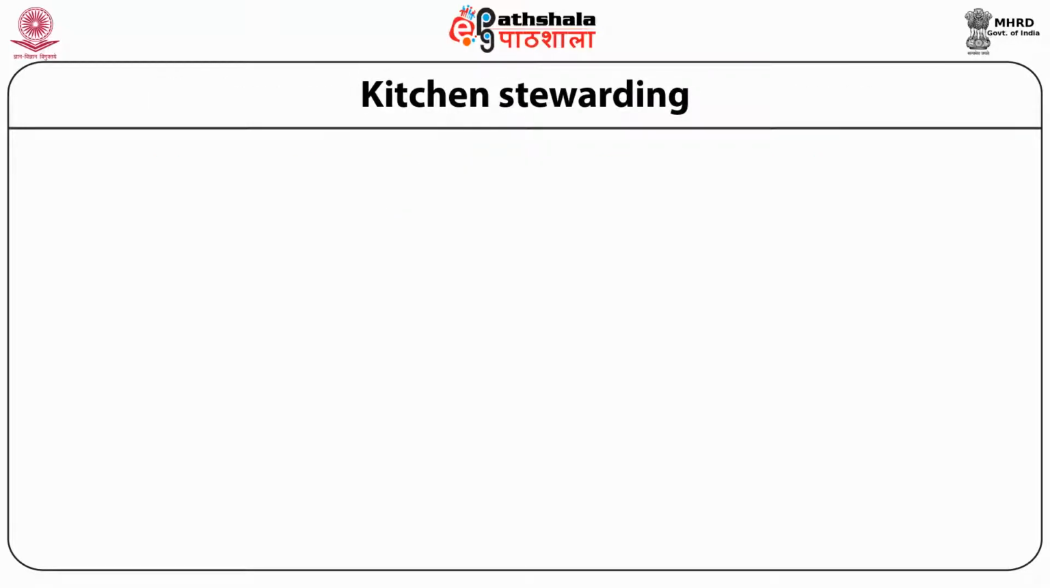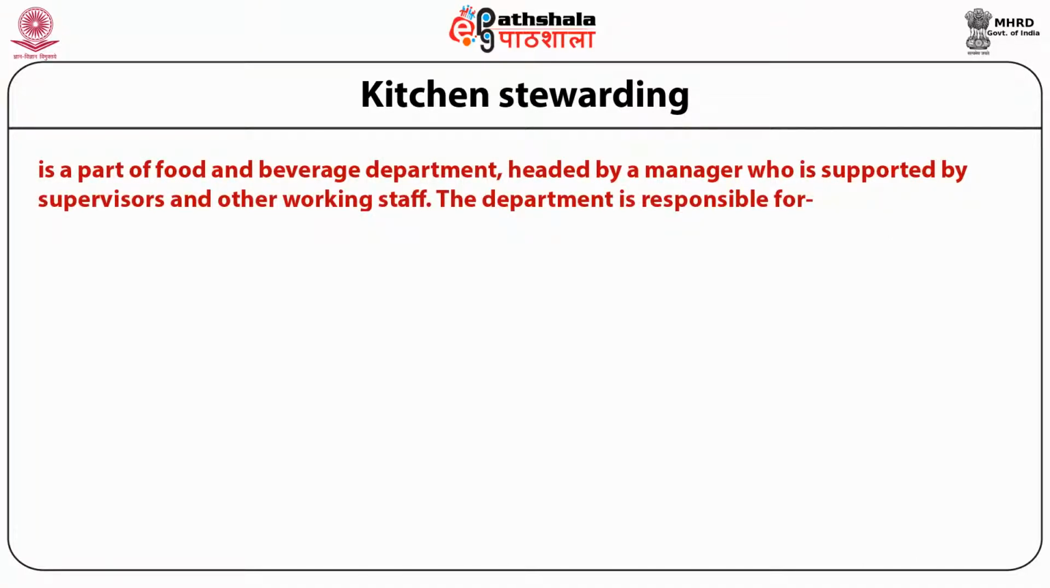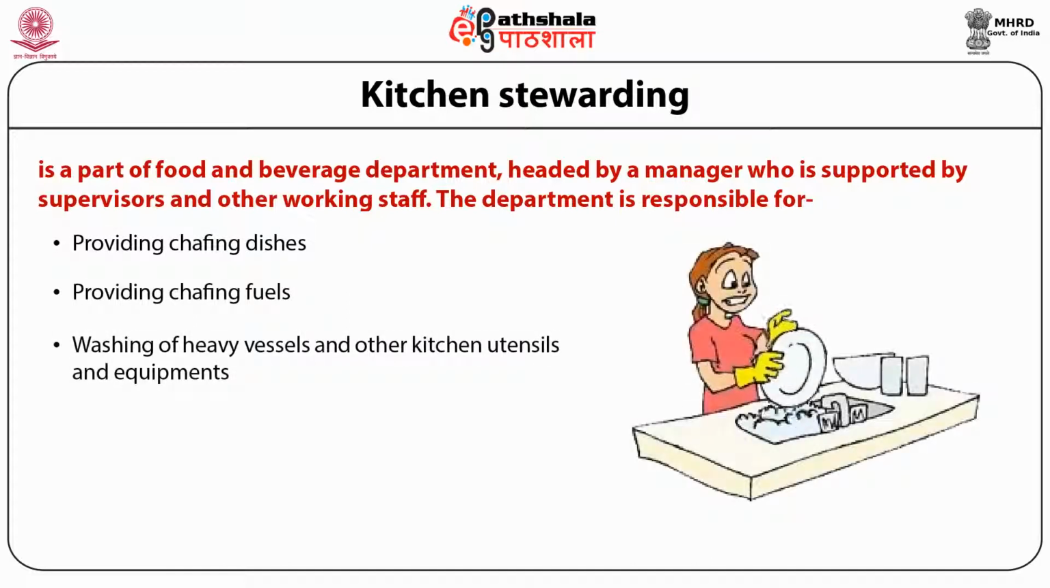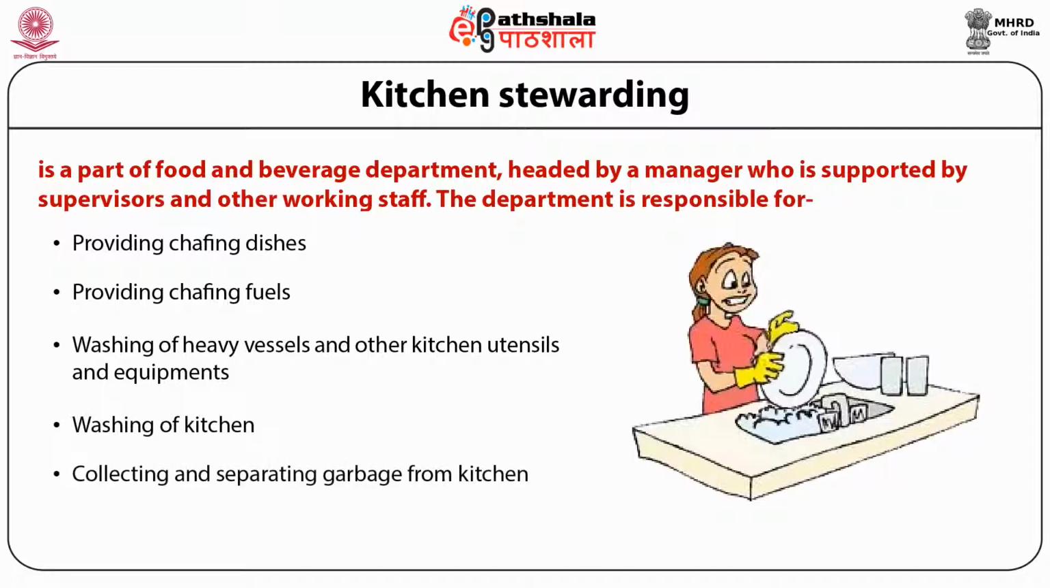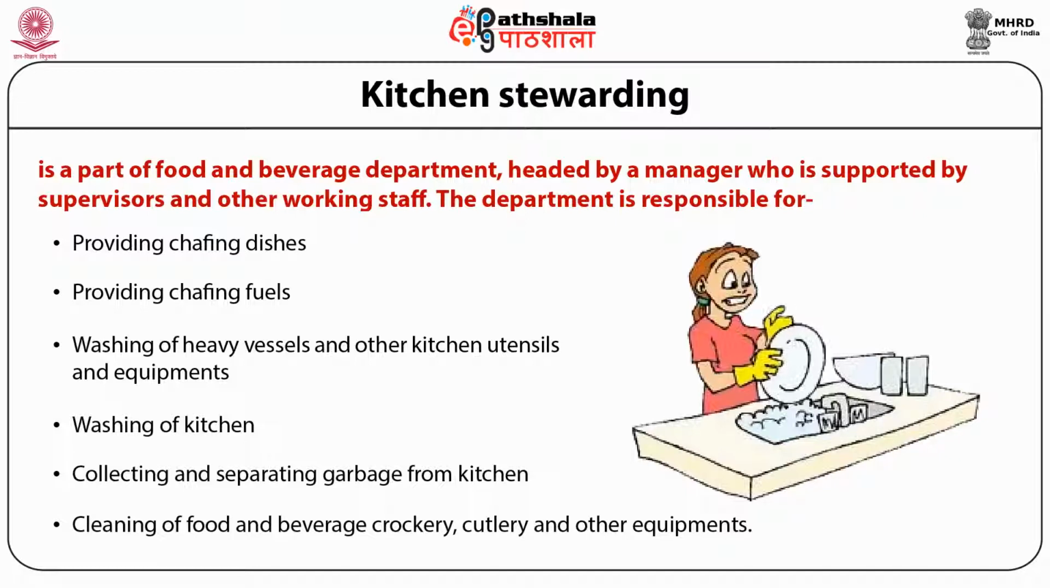Kitchen stewarding is a part of the food and beverage department headed by a manager who is supported by supervisors and other working staff. The department is responsible for providing chafing dishes, fuels, washing of heavy vessels and other kitchen utensils, equipment, washing of the kitchen itself, collecting and separating garbage from the kitchen, cleaning food and beverage crockery, cutlery, and other equipment, polishing silver such as knives, forks, etc.